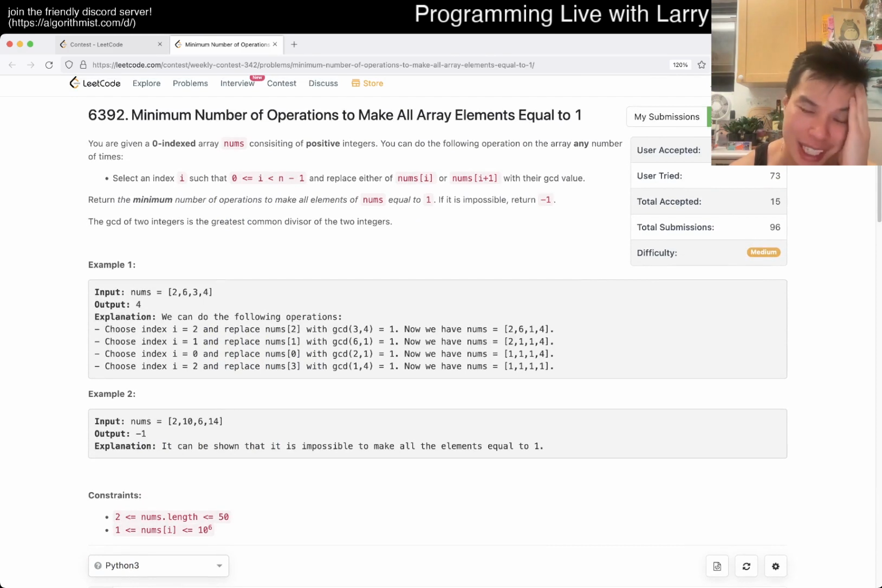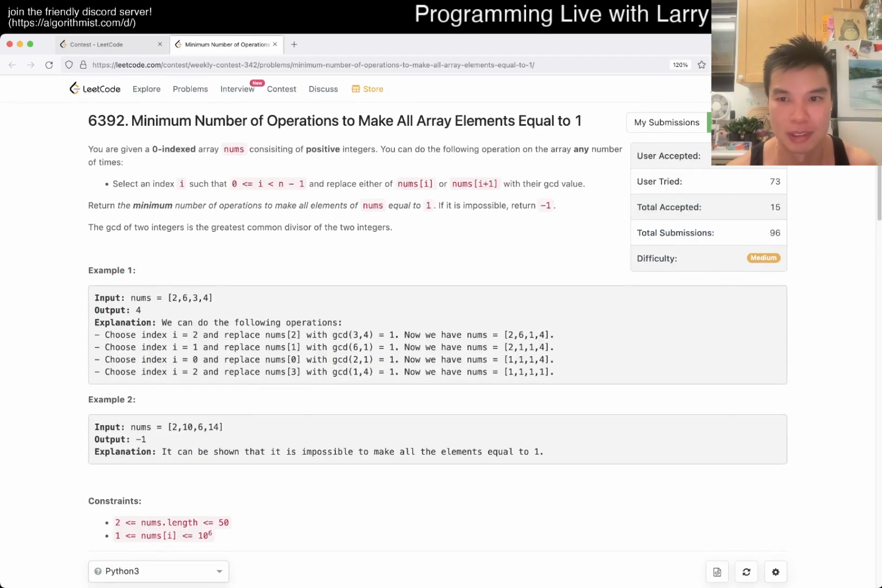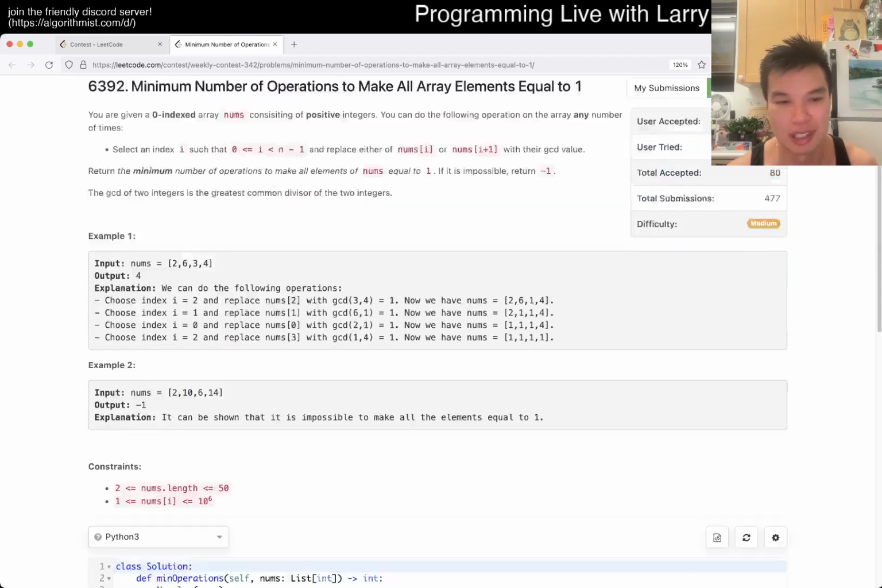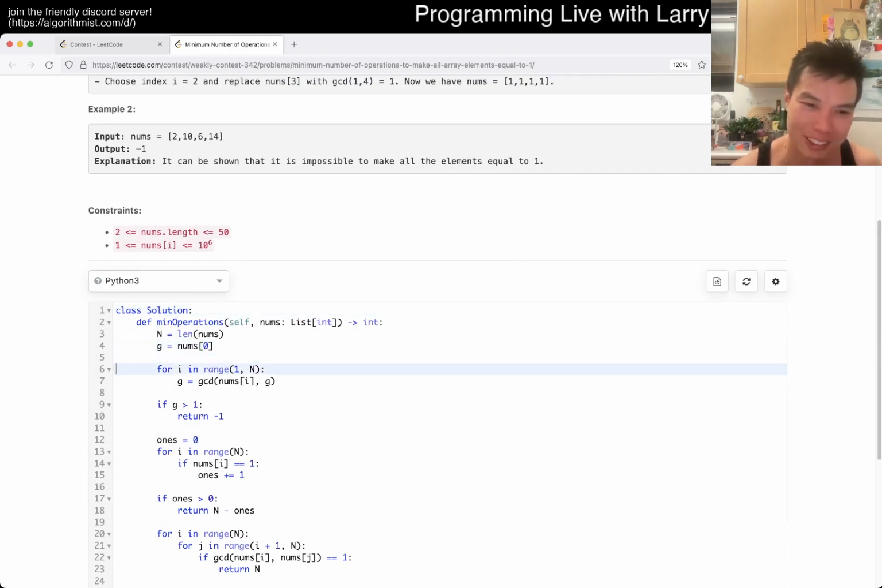Oh, they have to be adjacent. Oh no. I forgot about the adjacent part. Oh no, I misread this problem. Oh no. Oh no. Okay. Oh no. Okay, let's see.